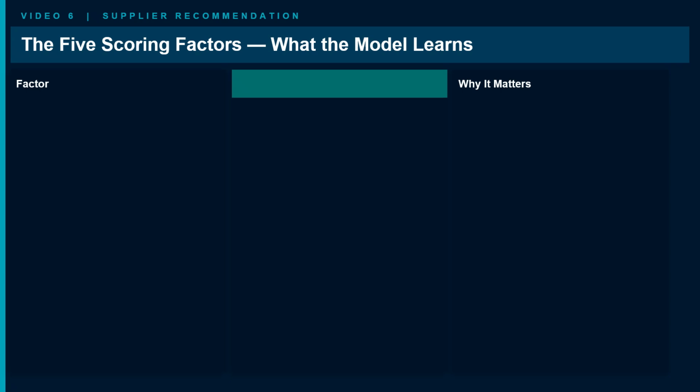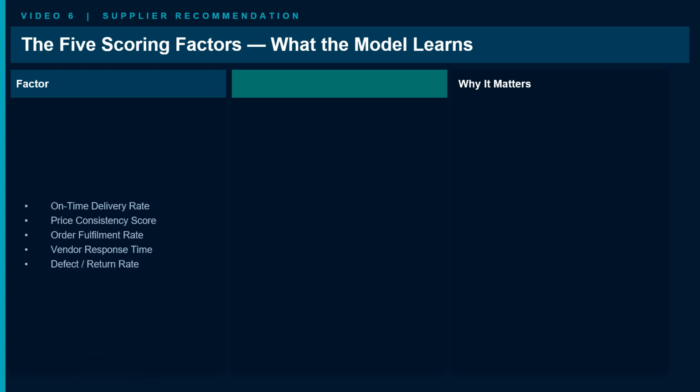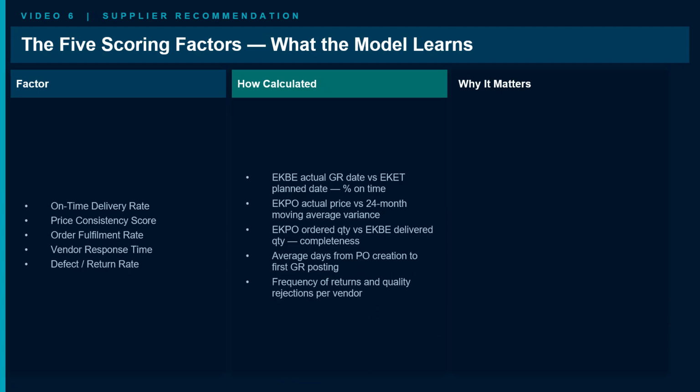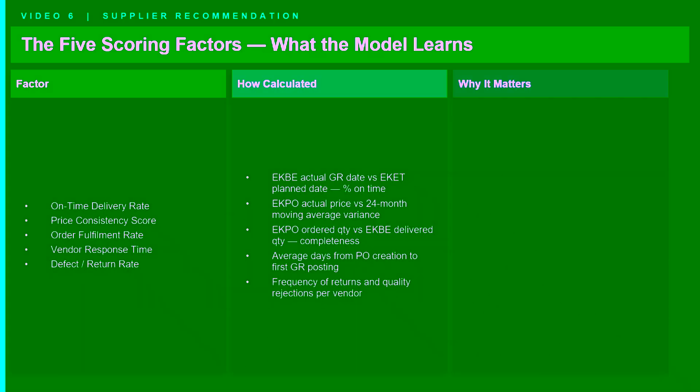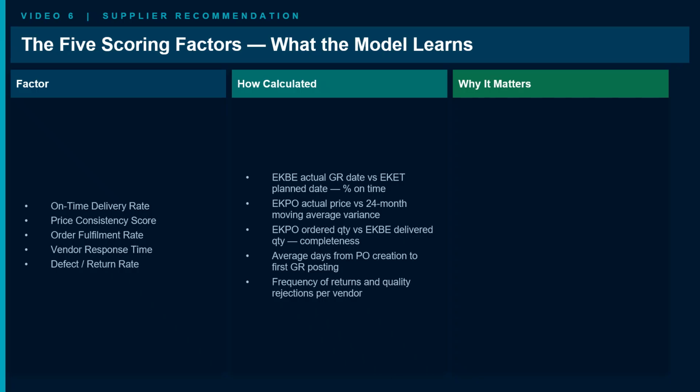5 factors. On-time delivery rate: EKBE versus EKET planned, percentage on time. Price consistency score: EKPO actual price versus 24 months average, variance percentage. Order fulfillment rate: EKPO ordered quantity versus EKBE delivered quantity. Vendor response time: average days from PO creation to first GR. And defect or return rate: frequency of return deliveries and quality rejections.